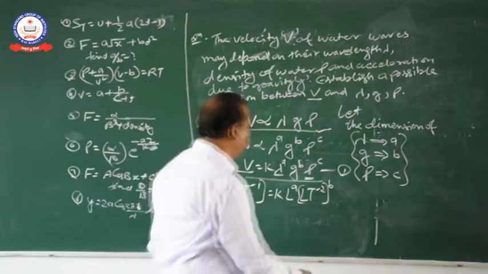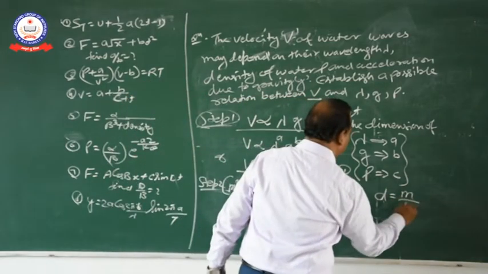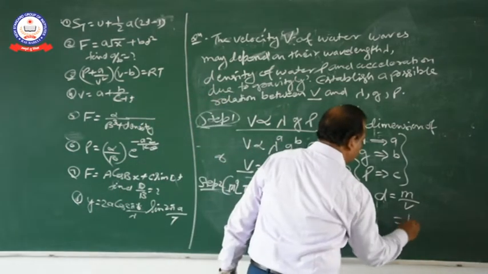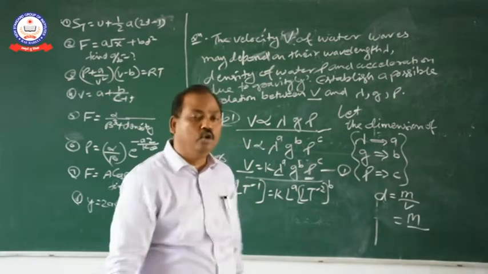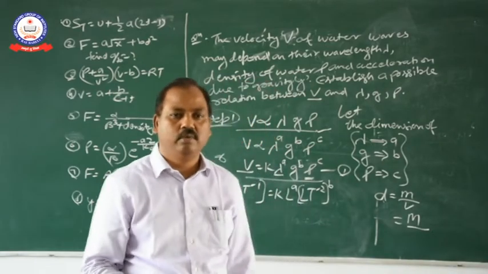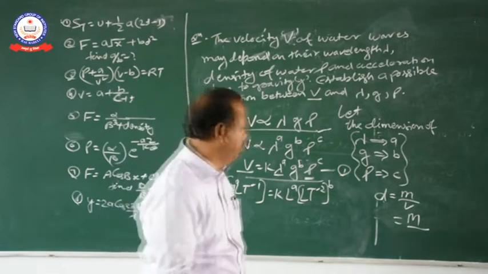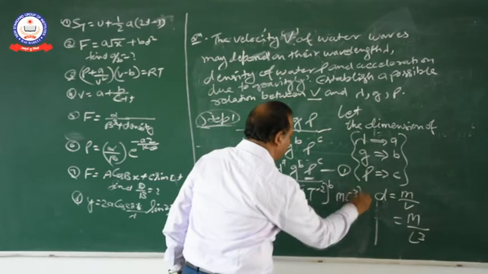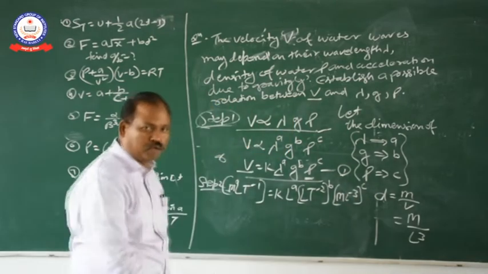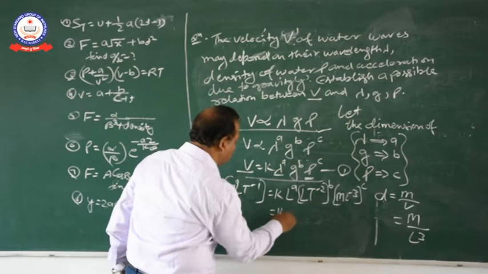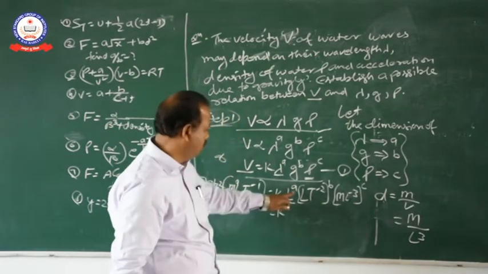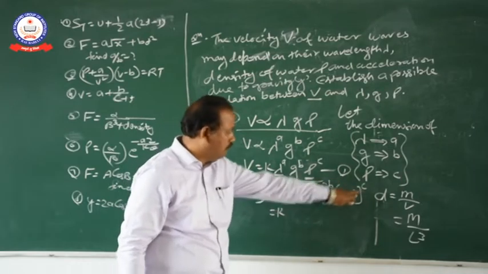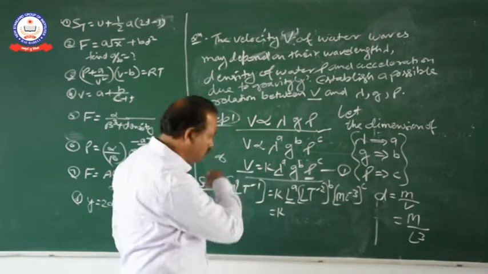Rho is density. You know, density is equal to mass upon volume. Mass is capital M. Volume, unit is meter cube. Meter is the unit of length, so it means L cube. So density is ML raised to power minus 3, to the power C. So we have K L power A, here L whole power B, and here L raised to power minus 3C.